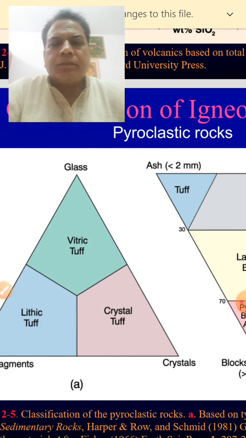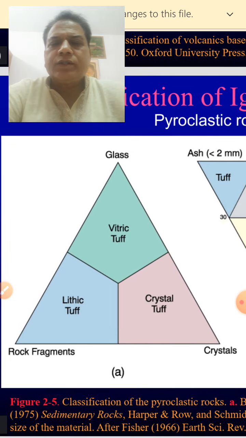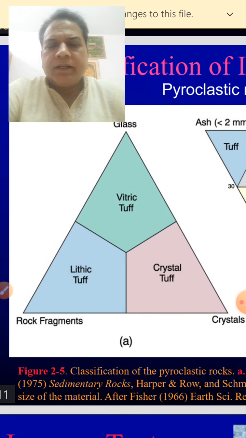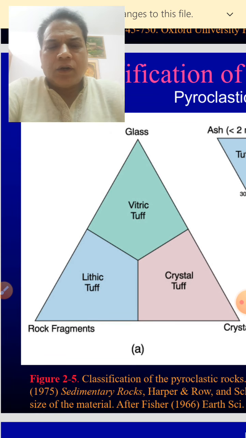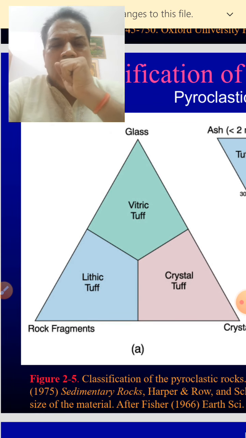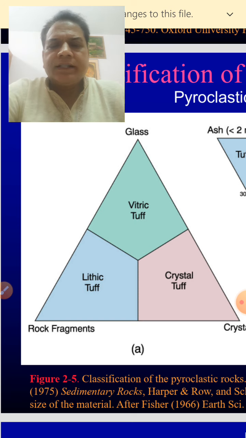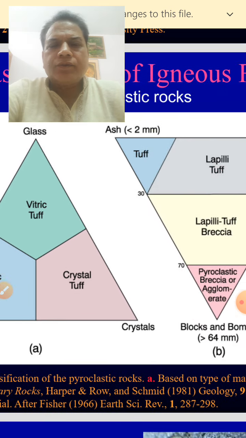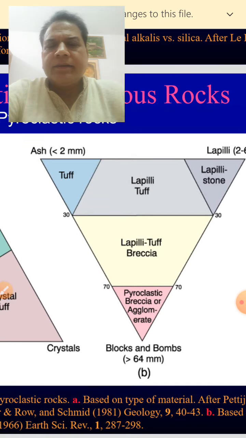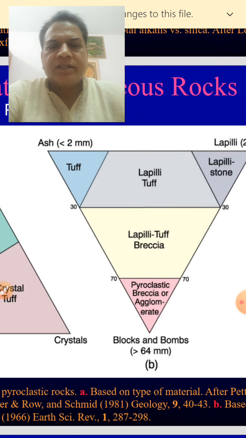And similarly for your pyroclastic rocks, we use the term fragmental. So taking on one end glass, rock fragments, and crystals. Now if the rock is majority glass, that will be vitric tuff. If it is rock fragments, that will be lithic tuff. If crystals, then crystal tuff. Similarly, depending upon the sizes, ash, lapilli, and blocks and bombs, the different terms are there.